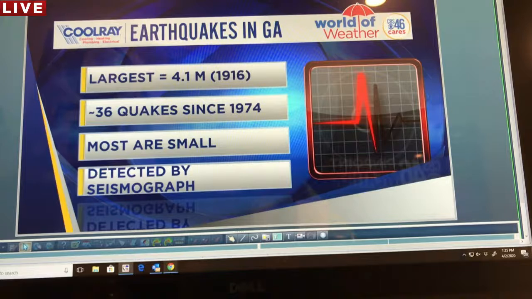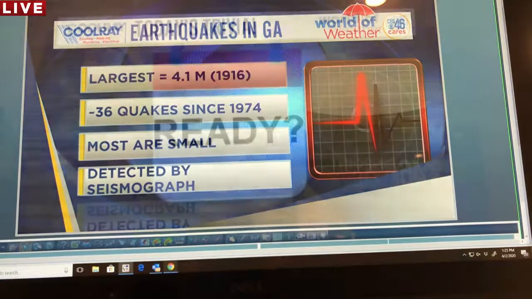Now, as far as earthquakes in Georgia, the largest or strongest earthquake we've ever had was a 4.1 magnitude. And remember, I showed you it goes from 1 to 9. So 4.1 is the strongest one we've ever had, and that was in 1916. So that's before your moms and dads were even born. This was a very long time ago, more than 100 years ago. It was a 4.1 magnitude earthquake. So we don't get strong earthquakes here in Georgia.